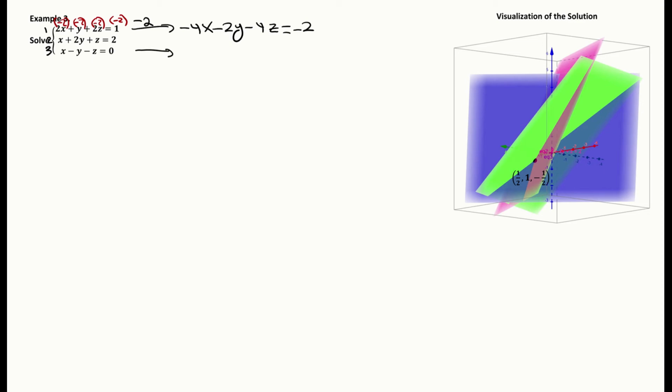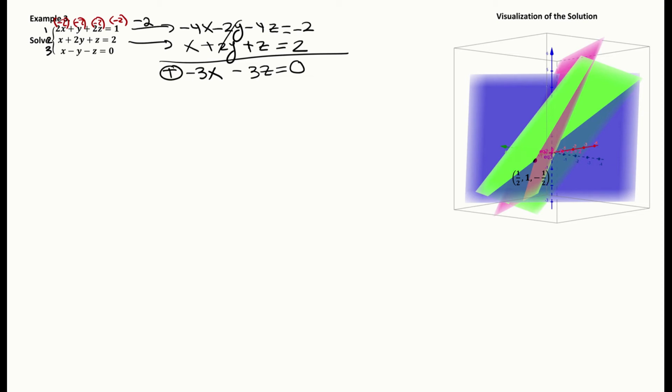So we get x plus 2y plus z equals 2. Now we're going to add the two equations, and we're going to get -3x, the y's of course cancel out, minus 3z equals 0.